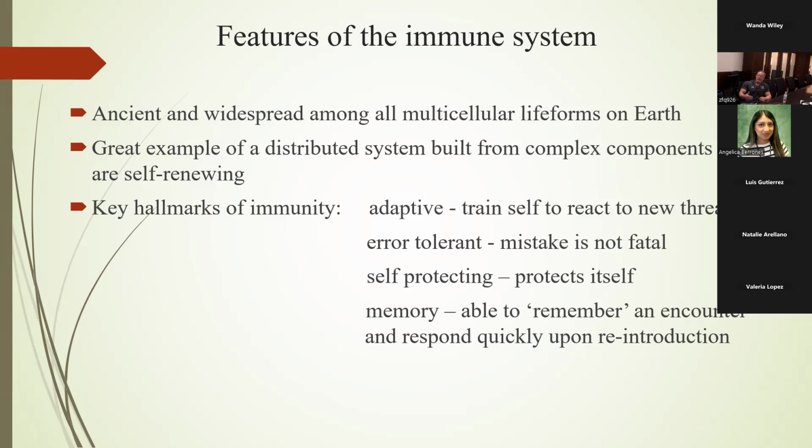But at the same time, if a mistake is made, you're not going to wake up dead in 5 minutes because your immune system made a mistake. The immune system is also self-protecting. As we've discussed here already, it's able to protect itself. If it sees something new, it can develop a modality to be able to respond to this new pathogen and self-protect. And lastly, the immune system has the ability to remember an encounter with a pathogen or an antigen, and this can allow it to respond quickly if it encounters that pathogen again.